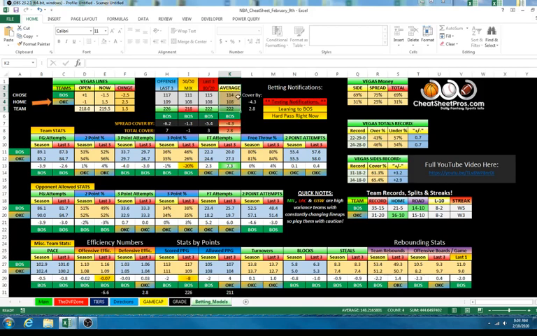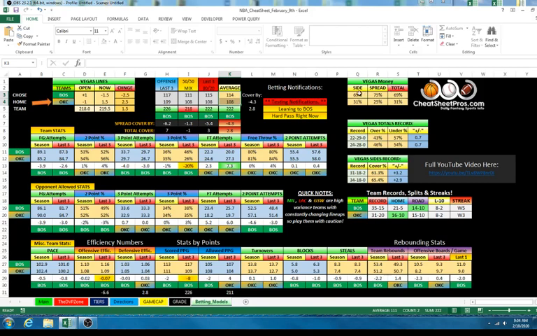This number is the average. 114, 108, the play is Boston, and we would go over. So I use this for sides. I love it for NBA sides. For totals, I'm still working with it, and we'll break down totals separately.